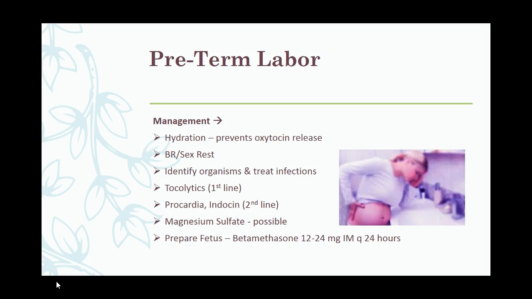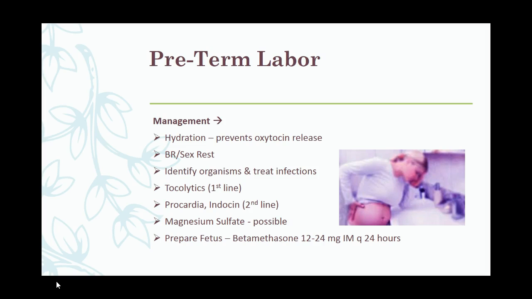If we can control preterm labor initially with a tocolytic drug, and then we can get the preterm labor to stop, sometimes the MD will choose to put that patient on a second line tocolytic like Procardia or Indocin at home. So it'll be something that they take once they leave the hospital and once they go home to help prevent preterm labor from continuing to occur.